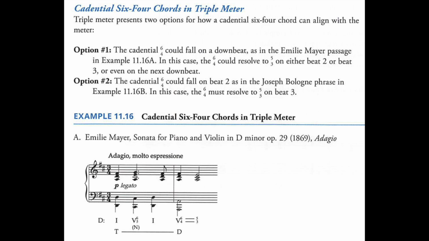Sing it with me. You notice in bar 2, preparation chord, suspension chord, resolution. That's your 6/4 to 5/3, all in a dominant chord. So option number 1 is this, where the cadential 6/4 falls on the downbeat.